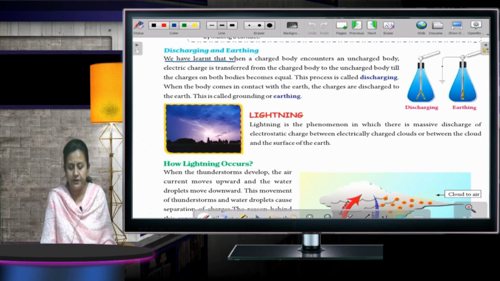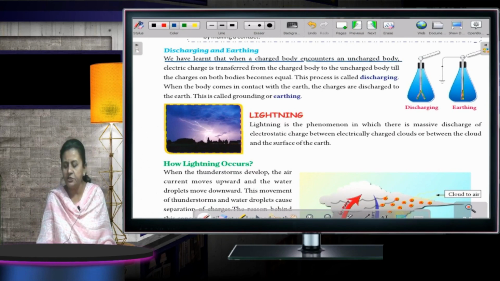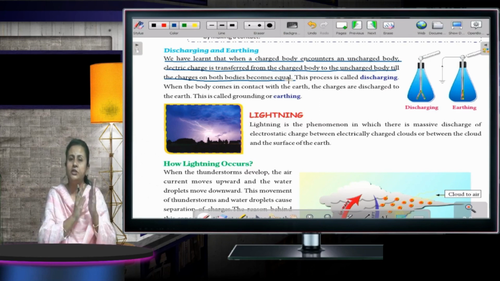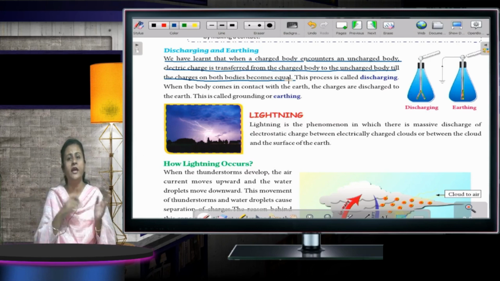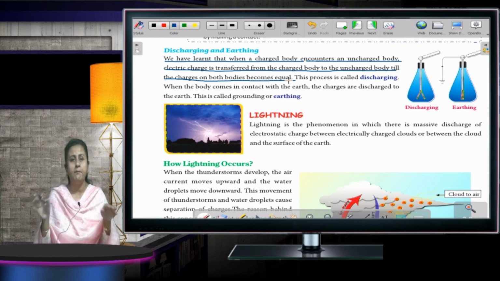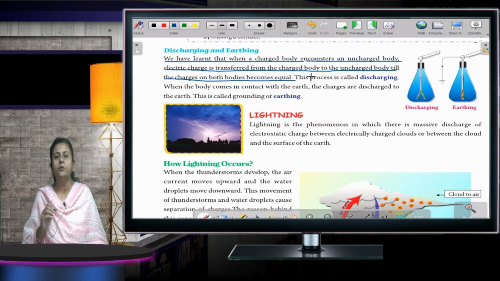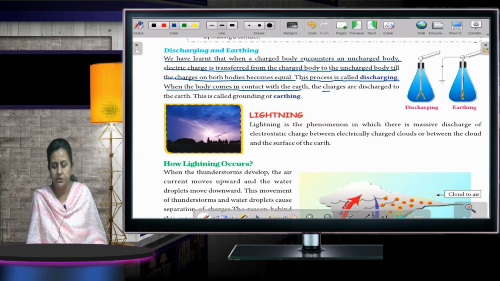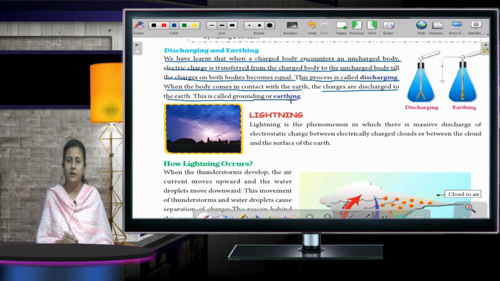We have learned that when a charged body encounters an uncharged body, electric charge is transferred from the charged body to the uncharged body till the charges on both sides become equal. The particles flow from the charged one to the uncharged one, and they keep flowing till they are in balance, till both bodies become equally charged. This process is called discharging. When a body comes in contact with the earth, the charges are discharged to the earth, and this is called grounding or earthing. I hope I am clear.